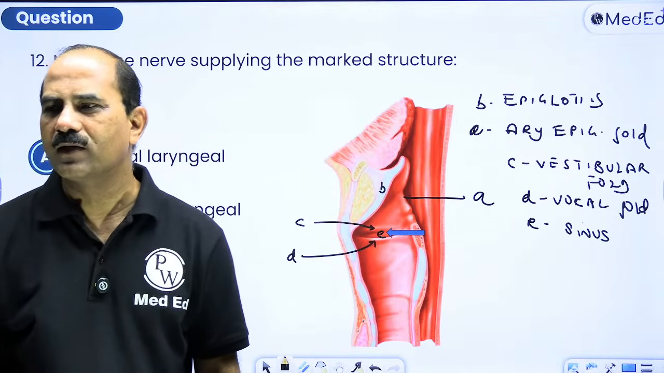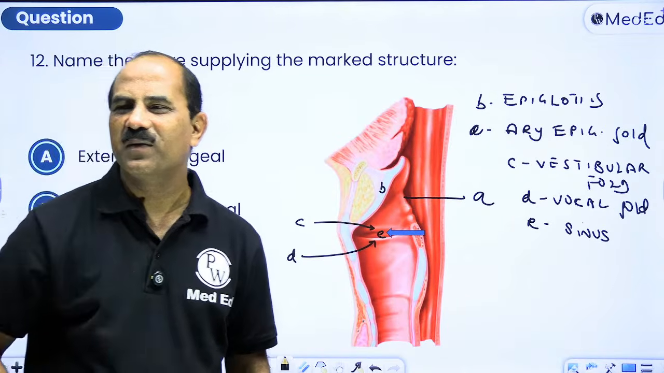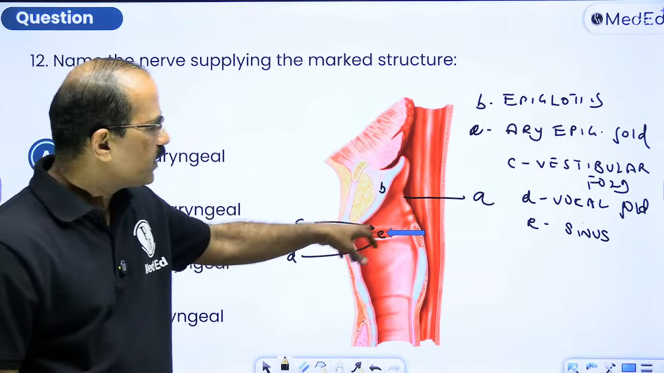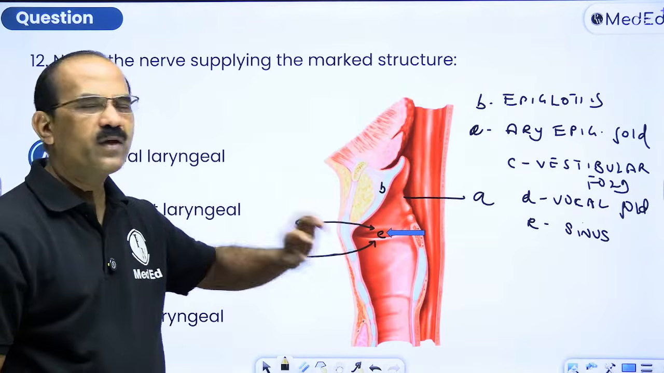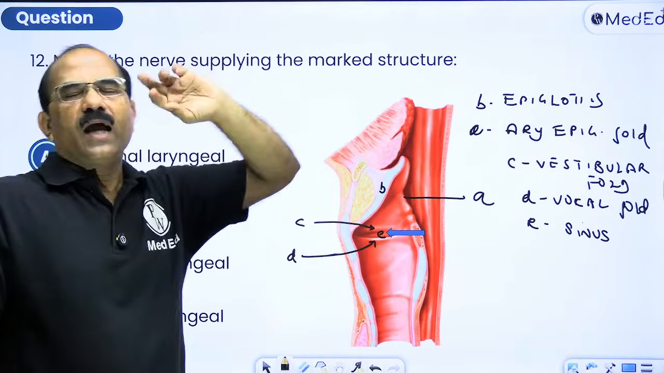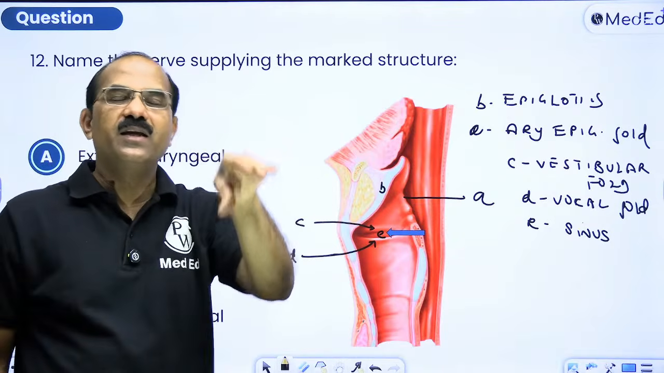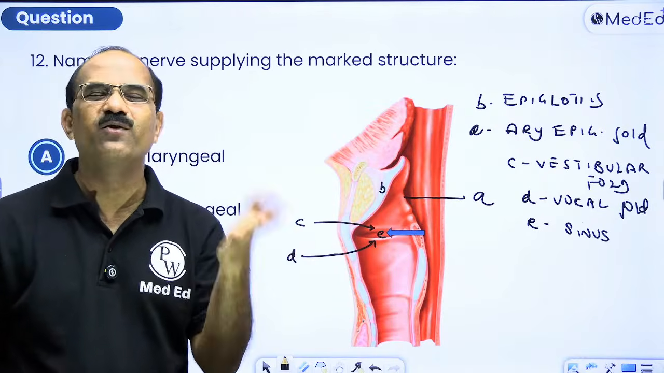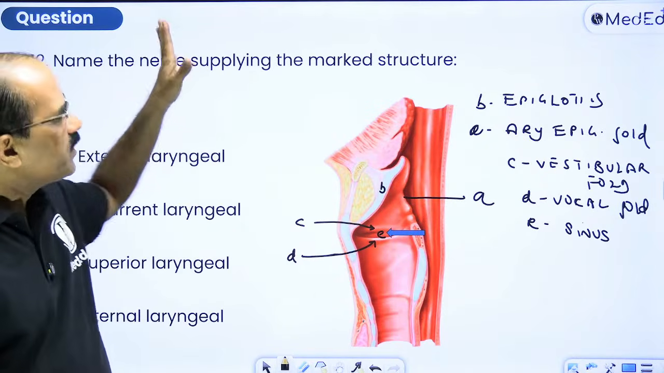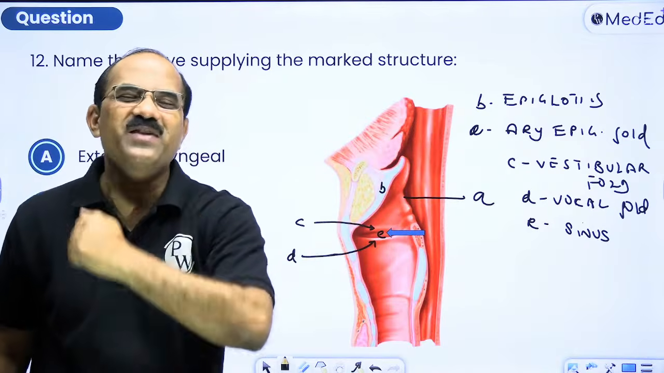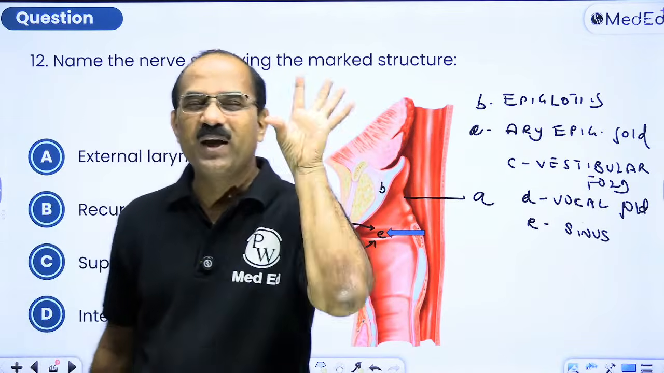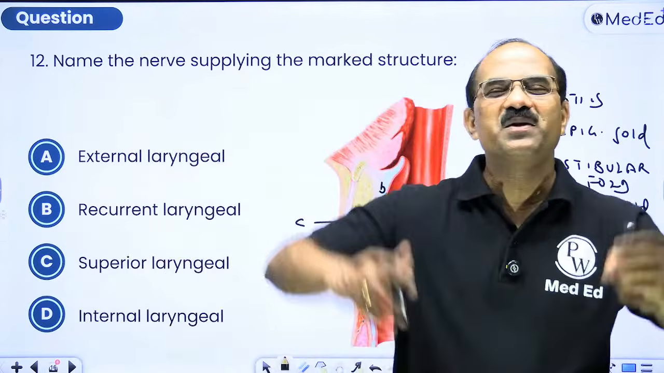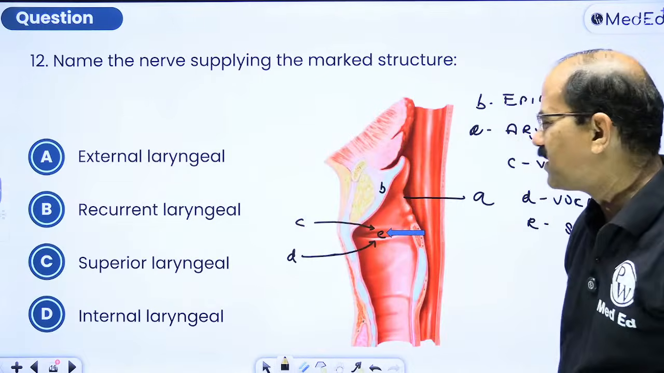Now Kiran. अच्छा, okay. Fine. So C कौन है? Vestibular fold है. D कौन है? Vocal fold है. And vestibular and vocal fold के बीच में the area is known as the sinus or the ventricle of the larynx, right? अब बोलो, name the nerve supplying the sinus of the larynx. What is the nerve supply of the larynx above the vocal folds? Come on, answer this बच्चों.